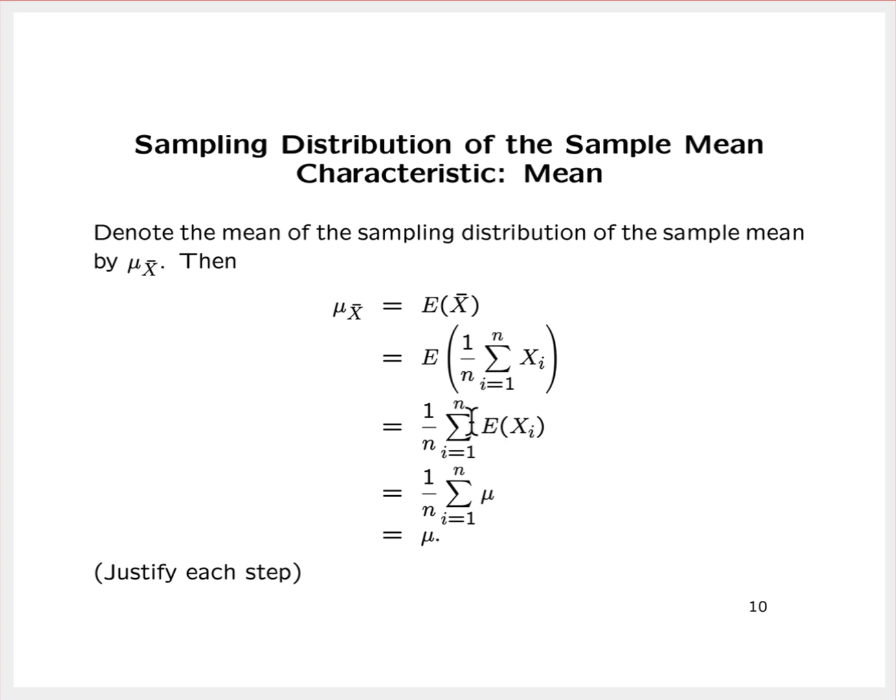But because the random variables are identically distributed, they all come from the same distribution, and that distribution has a mean of mu. So each of these expected values is mu, and so we're adding mu up n times, so that would be n times mu, but then out front we have a 1 over n, so that is just mu. So this tells us that the mean of the sampling distribution of the sample mean is always going to be equal to the mean of the population that we're sampling from.